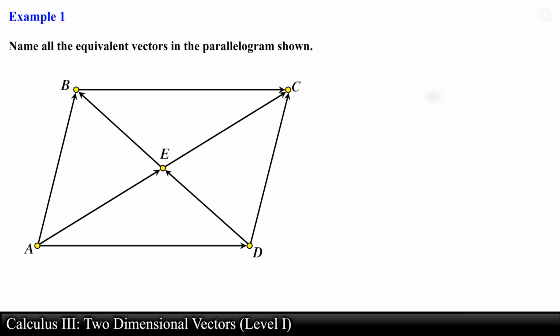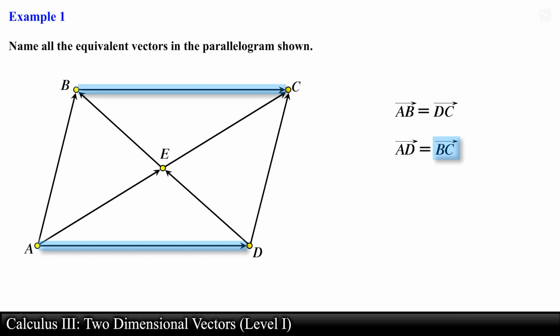or terminal point. Vector AB is equivalent to vector DC, since both vectors have the same length. They are parallel and both point in the same direction. In the same manner, vector AD and vector BC are also equivalent, since they have the same magnitude and direction.